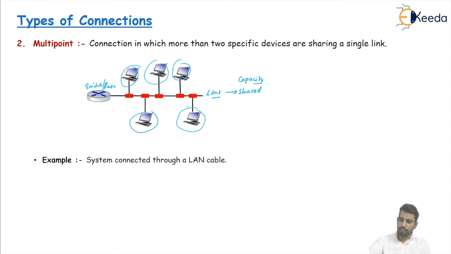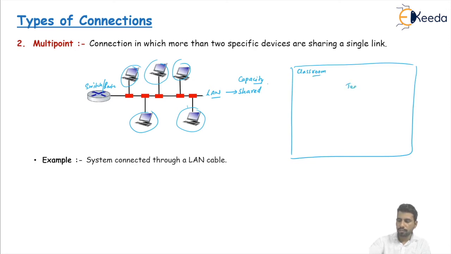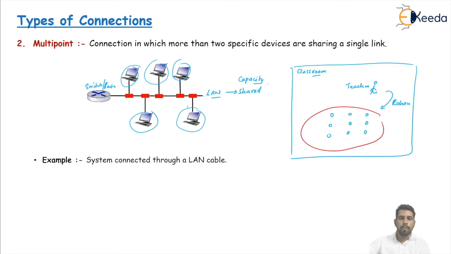Let's take a simple example. In general, you see in our classrooms, we have a teacher. In the classroom, the teacher is teaching, and so many students are here. The teacher calls a student with the name Rohan. So all these students listen to the name Rohan, but only Rohan will respond. The others just ignore it. In the same way, in multipoint, only the particular recipient accepts the packet. Other machines just ignore the packet.